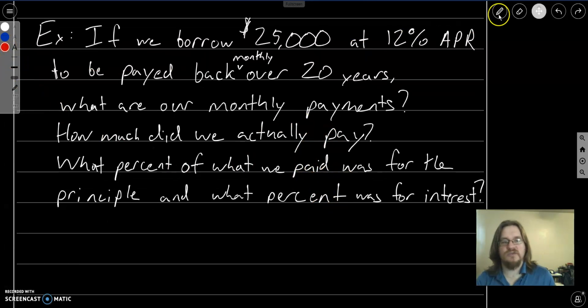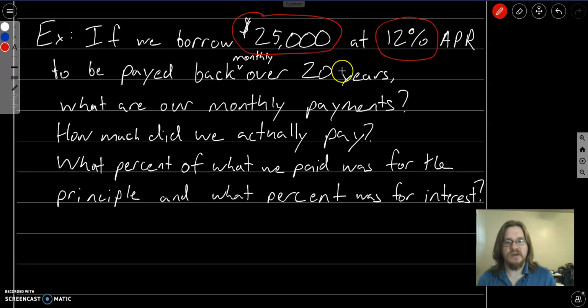This actually has three questions to it. So let's read them. If we borrow $25,000 at 12% APR to be paid back monthly over 20 years. So we've got how much we're taking out in our loan, our interest rate, and how long it's going to take to pay back our loan. Then they ask, what are our monthly payments? So that's going to be question 1. How much are we going to have to pay each month to pay back this loan over 20 years?